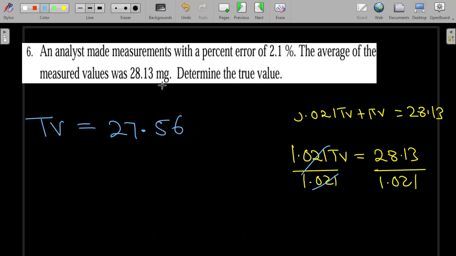27.56, and this was milligrams, so it means the true value is in milligrams. And then also take note of the significant figures there. All right, so this here will be our true value. So we are done with this one.